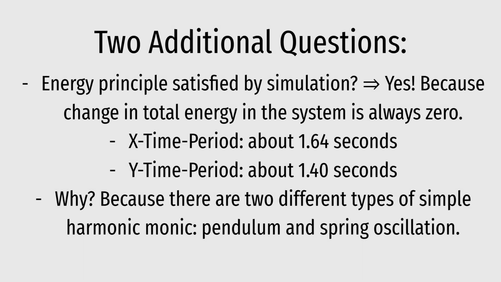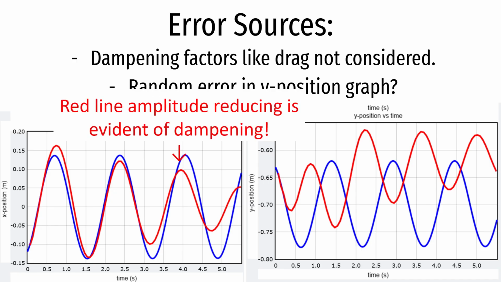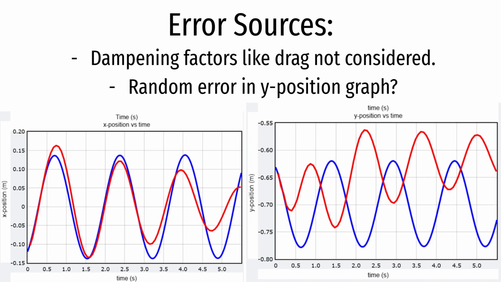because these two different types of motion are being combined into one. In terms of error, the biggest source of error is the fact that we are assuming that the system loses no energy, when in reality the system does lose energy to factors like drag. This creates a dampening effect wherein the amplitude of the swings gradually decreases over time until they are eventually zero.